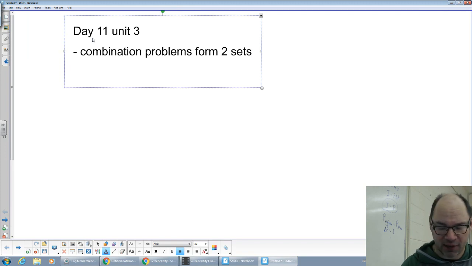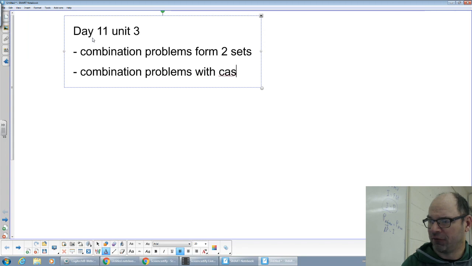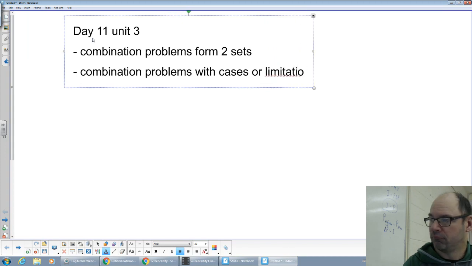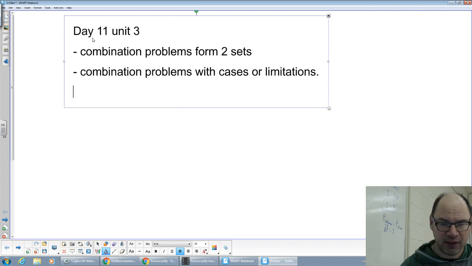And then we're going to also look at combination problems with cases involved or limitations. So that's what we're going to look at today. Today we'll do the practice part probably for that section. It's section 4.6 in our textbook mainly. And so we'll get a chance to take a look at that this afternoon.